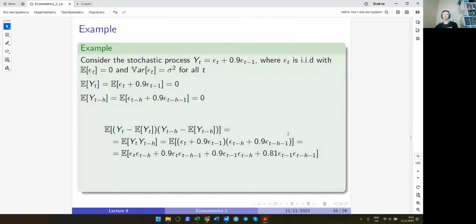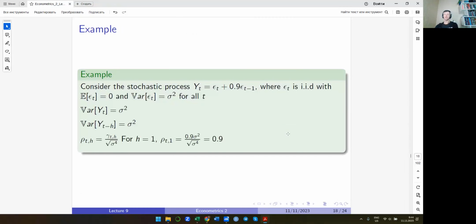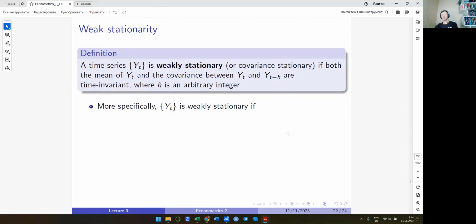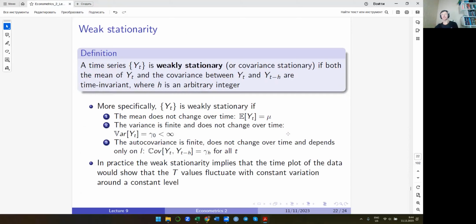But again, as usual, as anywhere that we study, we start with some benchmark. And this benchmark is the simplest possible form of series. And that's why we are talking about stationary, weakly stationary series.